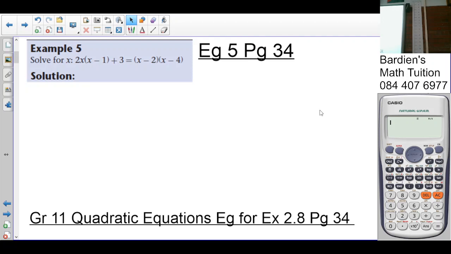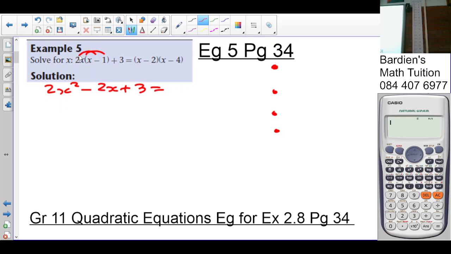I'm going to pause the video at this point and give you a chance to do it quickly while I sort out the board, okay? So the steps that we need to go through again. Firstly, multiply out, get rid of the brackets. Secondly, standard form. Thirdly, factorize. And then fourthly, set each factor equal to 0. So let's go with that quickly. If you multiply this out, what do we get? 2x squared minus 2x plus 3 equals x squared minus 4x minus 2x plus 8.